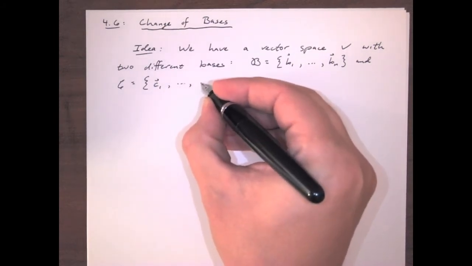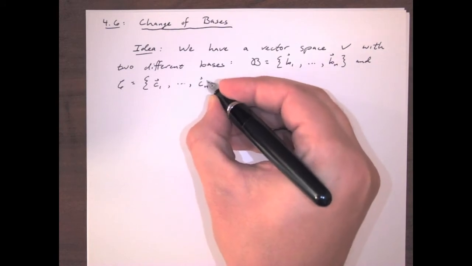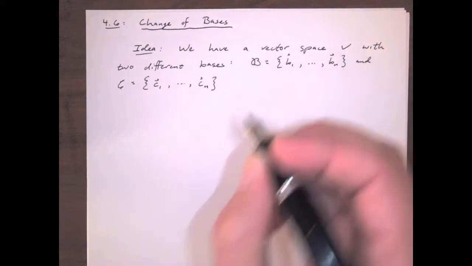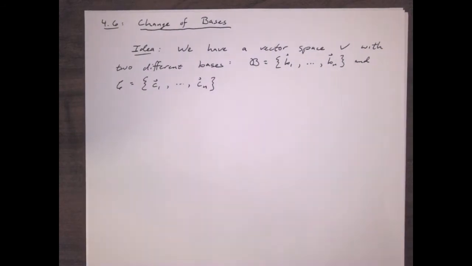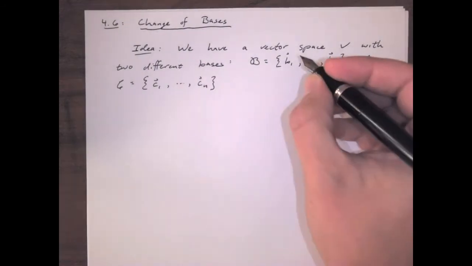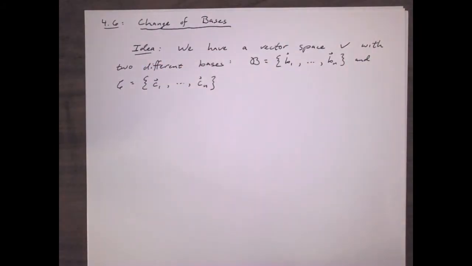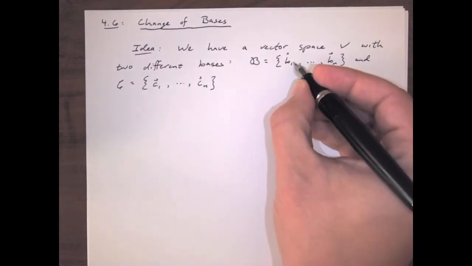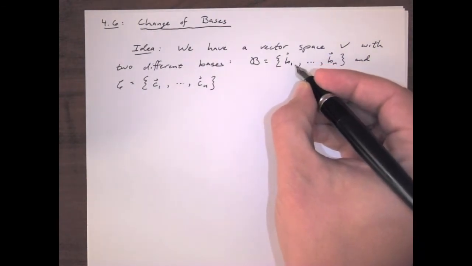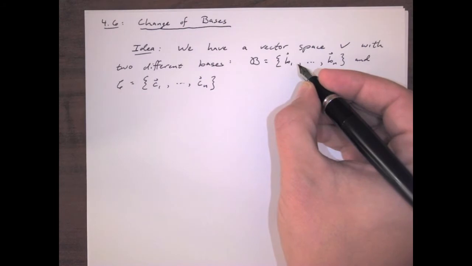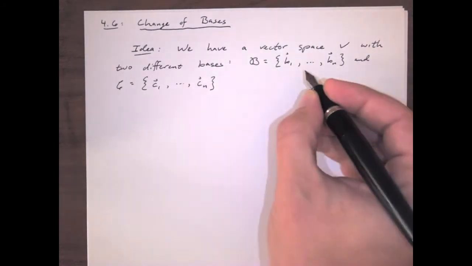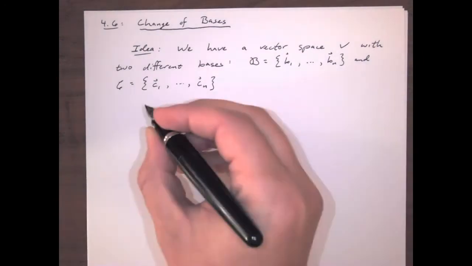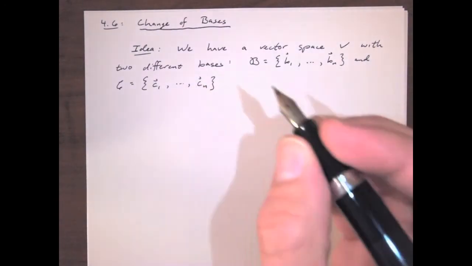Now, as we already said in the last section, if we have two different bases for the same space, they must actually have the same number of elements. There must be a one-to-one correspondence between the elements of one and the other. Now, if each of these is a separate coordinate system for V, then each vector in V can be expressed either as a combination of these elements or as a combination of these elements.